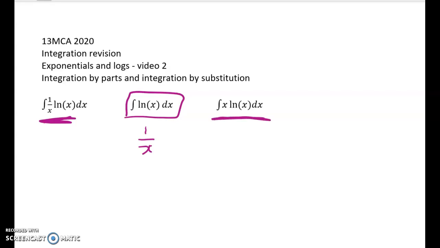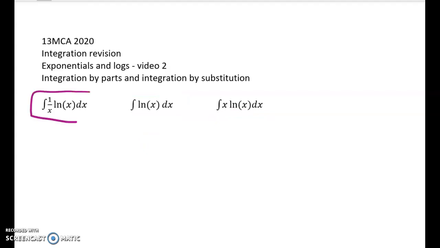And this last one definitely looks like an integration by parts candidate. I've got a product, I've got the natural log of x here, and I've got something here which isn't its derivative. Okay, so let's start with this first one.